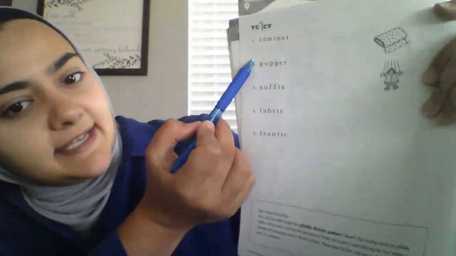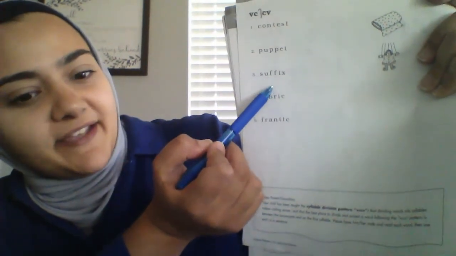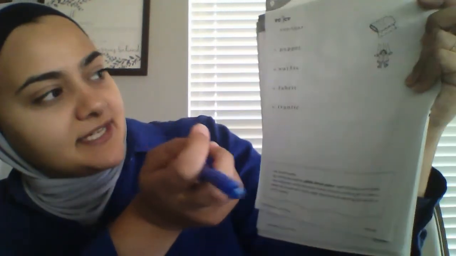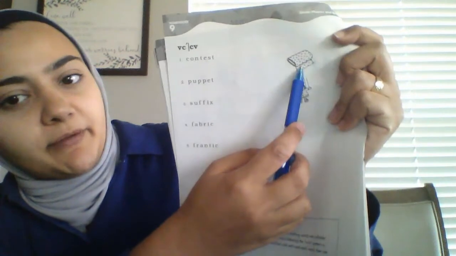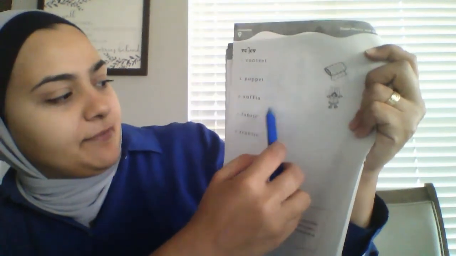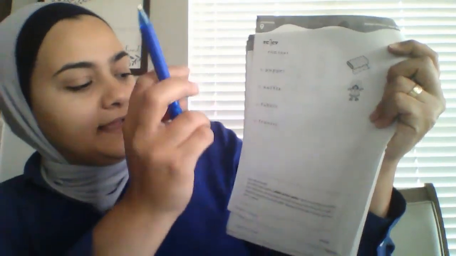Okay. Now what you're going to do today is you are going to do the back on your own. You're going to code all 5 of these words. We have the word contest, puppet, suffix, fabric, and frantic. This is fabric by the way, and you're going to draw a line from fabric and then from puppet, and code the words, take a picture of it, upload it on the assignment. Okay? If you have any questions, let me know. Bye guys. Have fun learning.